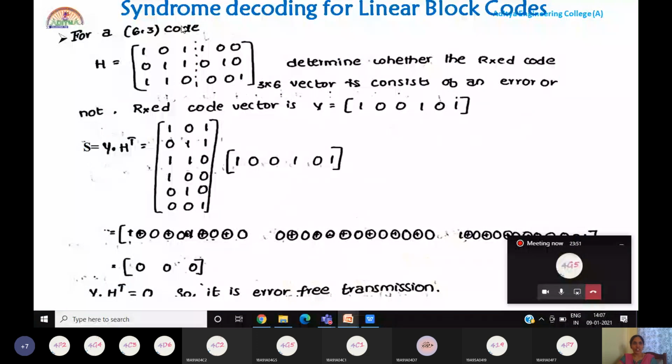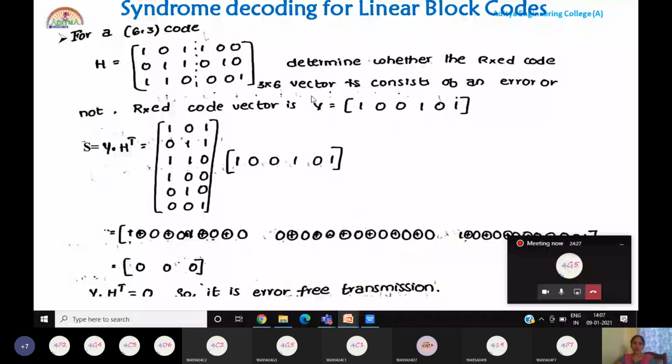Here you can see a 6,3 code. For a 6,3 code, you can mention it as n comma k, so here k will be 3. So the number of message bits will be 3 and the number of bits in the code word is 6. That's why, if you observe the received code vector, it has 6 bits.